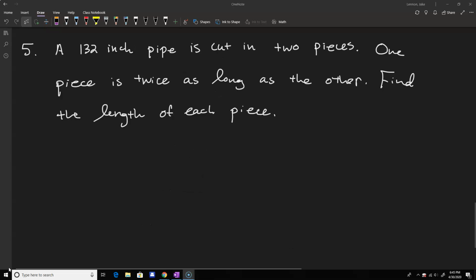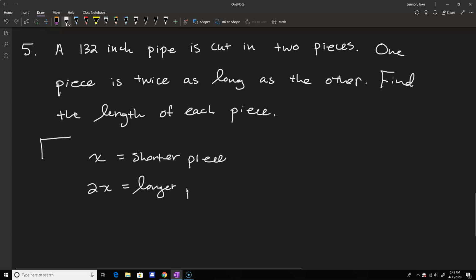Okay, so for 5, we have a word problem. We have a 132-inch pipe that's cut into 2 pieces, and one of the pieces is twice as long as the other. So if you let x be the length of the shorter piece, then the longer piece is going to be twice as long, so 2x would be the longer piece. And then basically if you add those together, x plus 2x, you get the 132-inch length of the entire pipe.